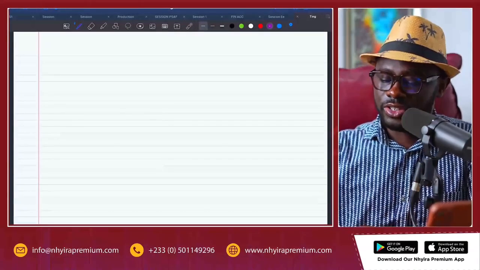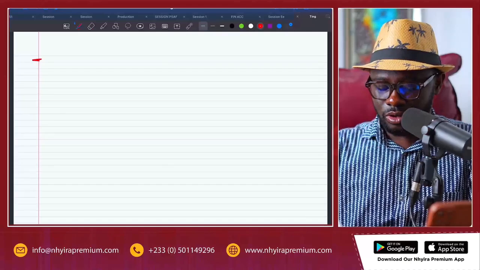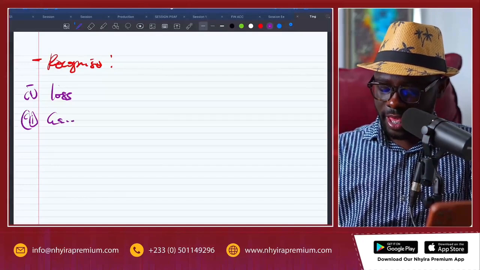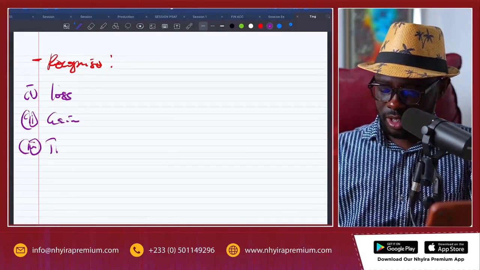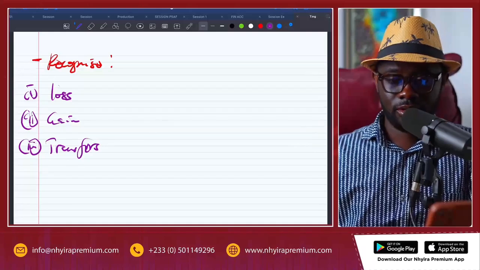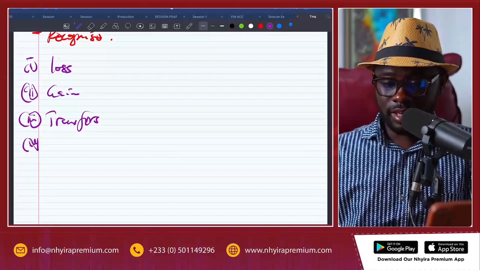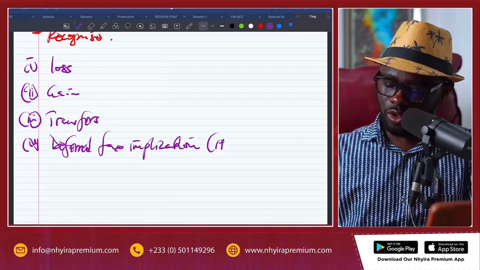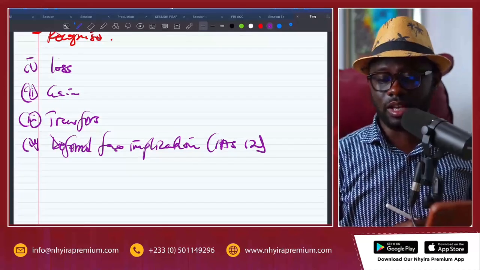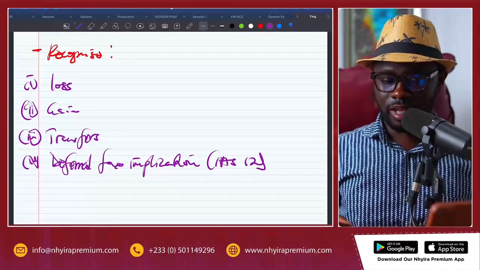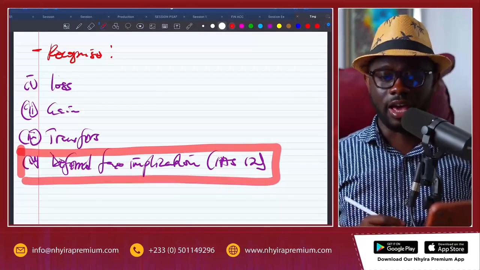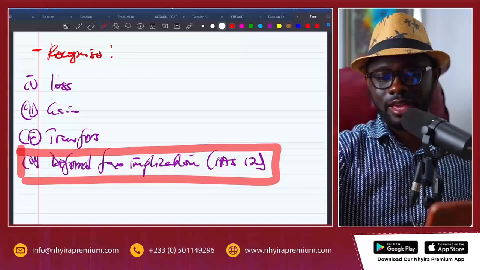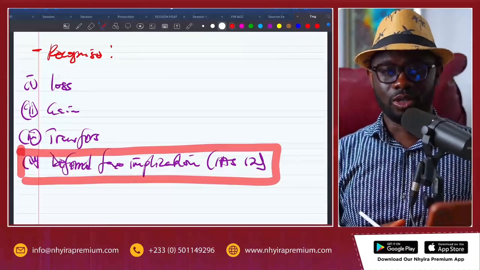So in revaluations, you need to know how to recognize the following. 1, a loss. 2, a gain. 3, make transfers. And 4 is the deferred tax implication, which is where IAS 12, income tax, comes to town. And I'll come back to the deferred tax implication later on when I walk you through IAS 12, and then we are solving questions about that. We'll bring ourselves back to the IAS 16 and deal with what we have here.